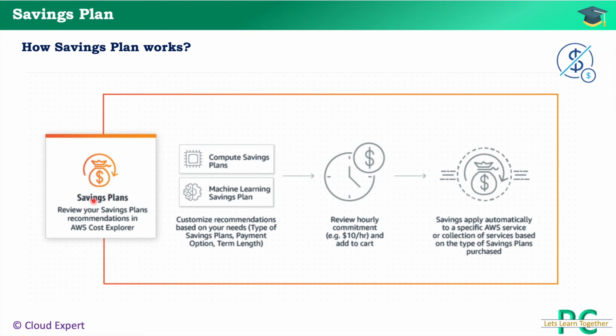Now based on that, you select the Savings Plan. It could be EC2 Instance Savings Plan, Compute Savings Plan, or SageMaker Savings Plan. Then you give the commitment. AWS Cost Explorer will give you the amount you should commit. Let's assume that you are committing $10 per hour. Then you purchase the Savings Plan, and as soon as you purchase, savings will apply automatically to your specific AWS usage or collection of AWS services based on the Savings Plan you have purchased.